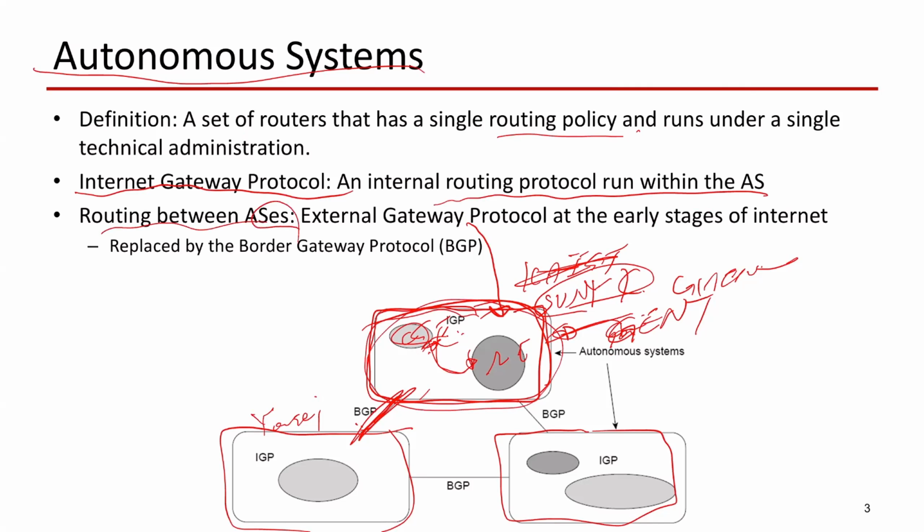So routing between ASs is based on the relations with, for example, Yonsei. If we are good, then we will be very friendly. If not, we won't provide service for them. So, external gateway protocol at the early stages of the internet. So they called it BGP. The concept of it is in between, external and internal. We call it BGP because it is the border gateway protocol.